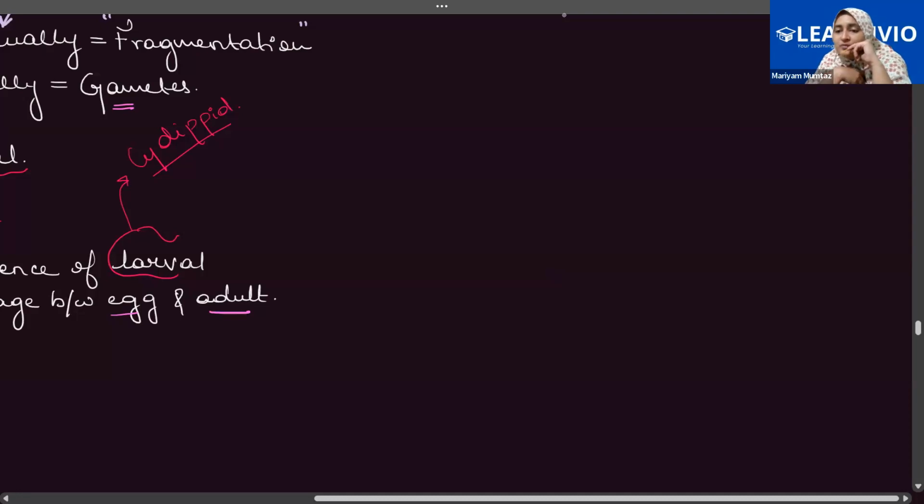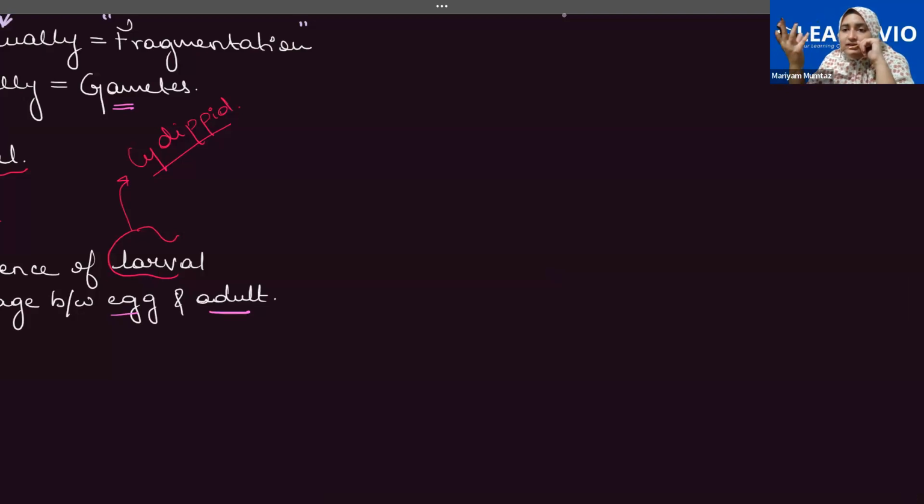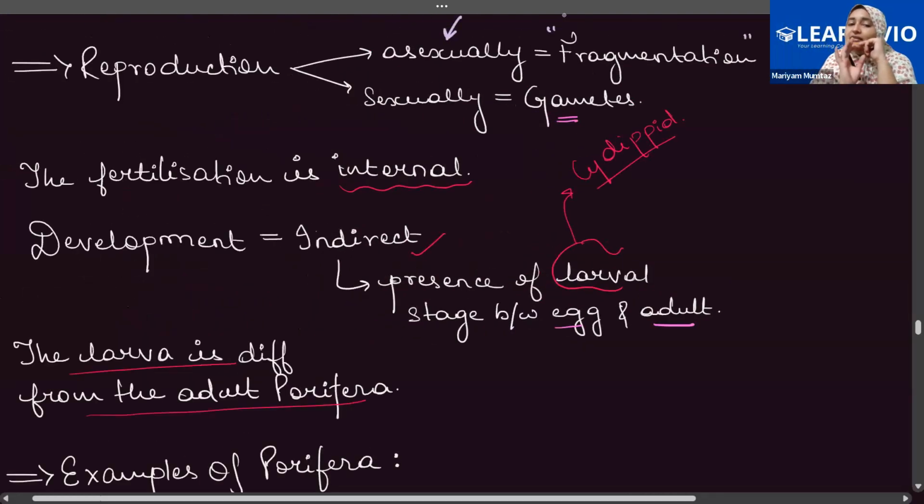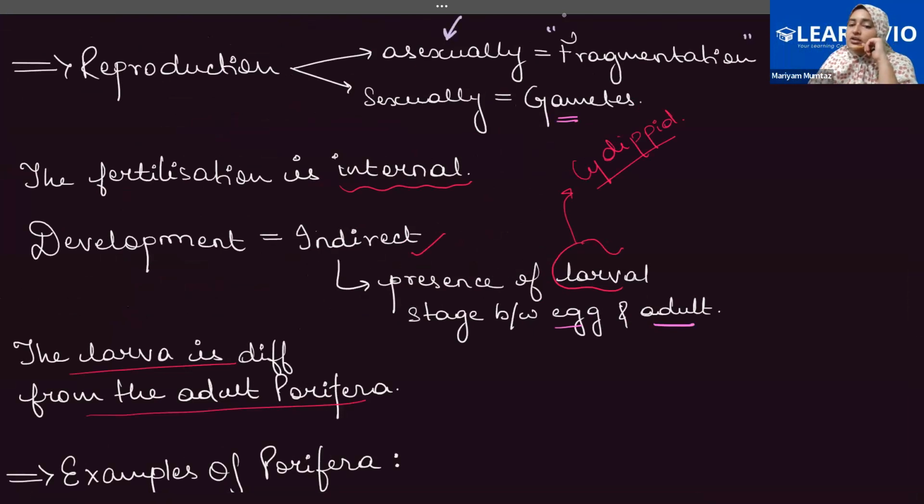For example, us human beings, once we start as a zygote, then we become a human only, isn't it? Do we become a fish first and then a human next? Or do we become a frog first and then a human next? No. So we directly turn into a human. So our development is direct. But in the case of lower organisms, they have indirect development. People have understood indirect and direct development?